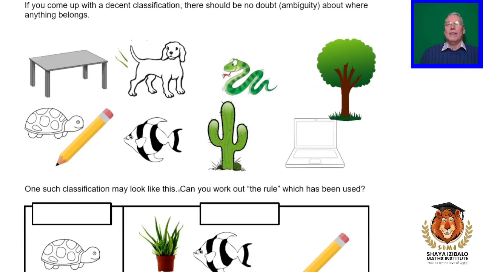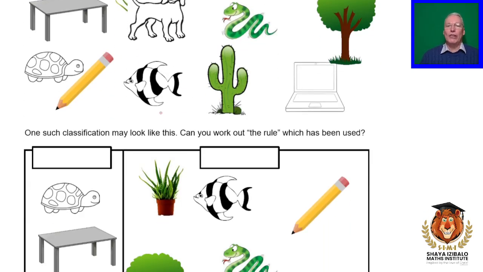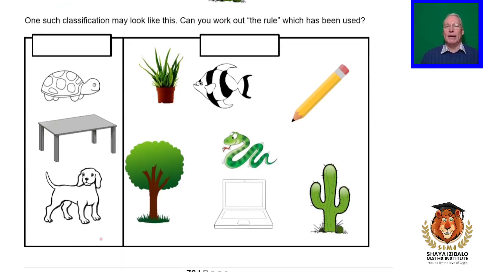Now we're going to talk a little bit about classifying things, and you're probably wondering what's going on here. If we had all these objects, a table, a dog, a snake, a tree, a computer, a cactus, a fish, a pencil, and a turtle. What's happened here is that they've been classified. Can you see we've grouped them into two different groups? Can anybody tell me what we have done here? How have we decided that these things should go over here and these things should not?